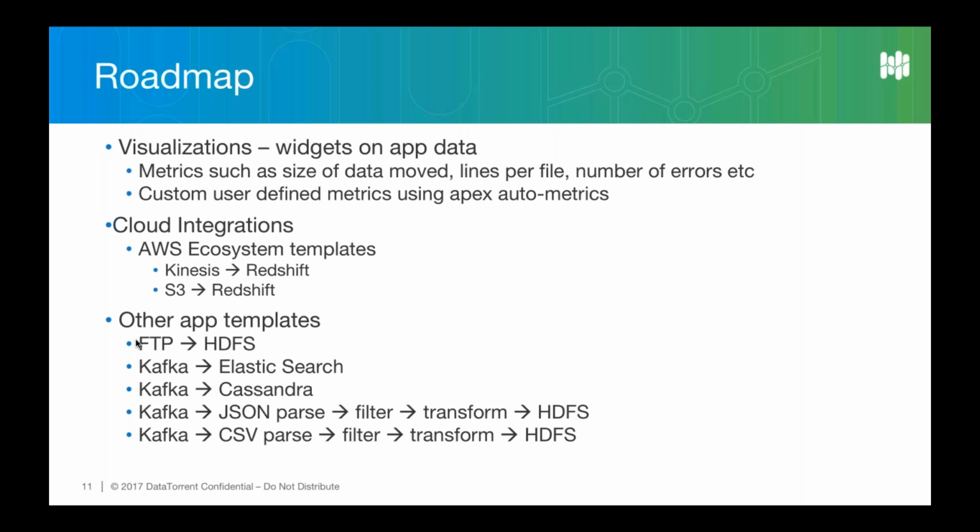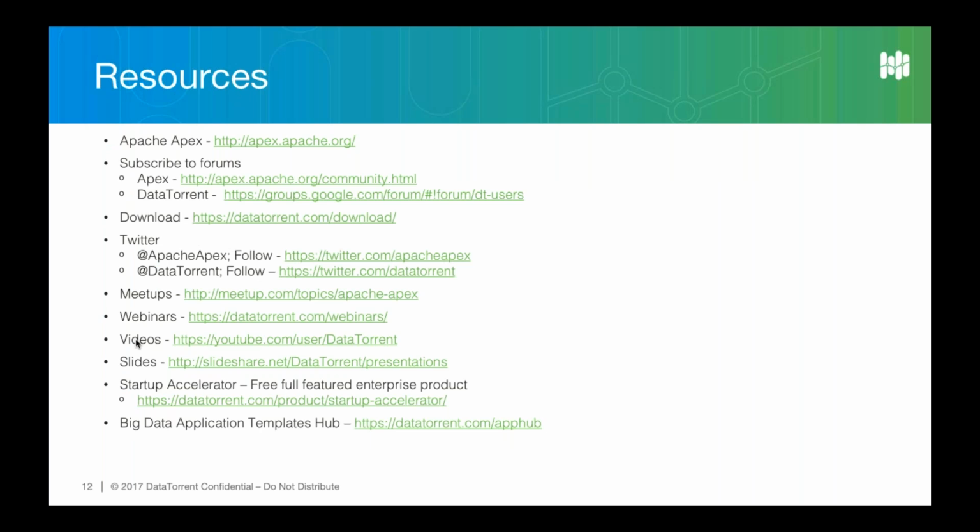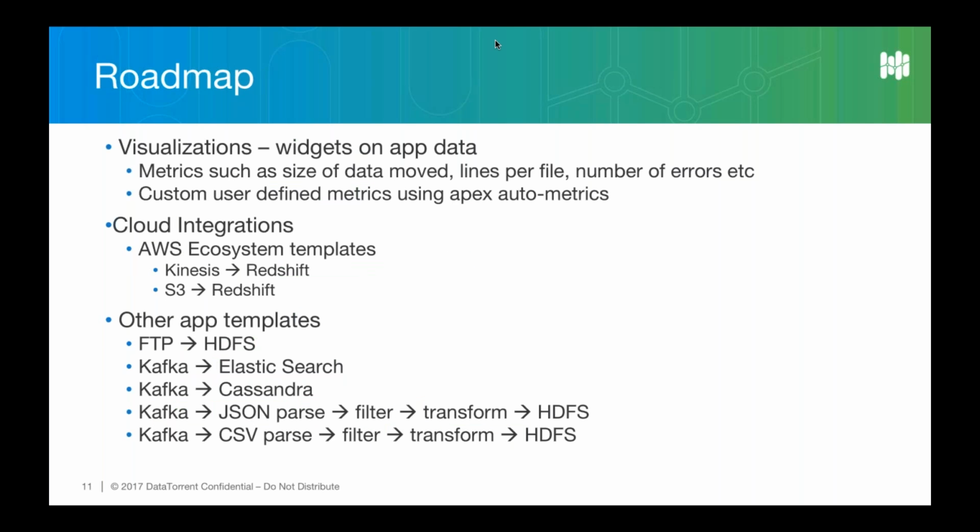And other than that, we are adding other templates continuously. So some of the ones we are working on is FTP to HDFS. So if you are continuously generating these extract files from your transactional or traditional databases, you'll be able to use the FTP to HDFS to ingest it into Hadoop, right? And then other templates are Kafka to Elasticsearch, Kafka to Cassandra, and then we are also adding processing logic, right? So Kafka to HDFS, but then you have a data preparation kind of logic in between where you do filters and transforms. Right, so that's about the roadmap, and I think that concludes the demo.